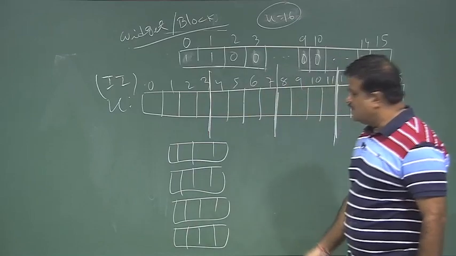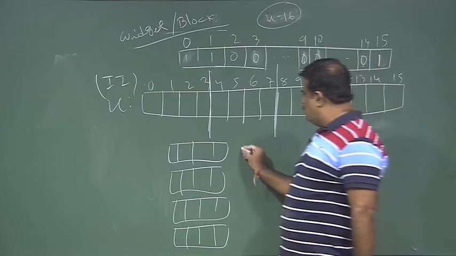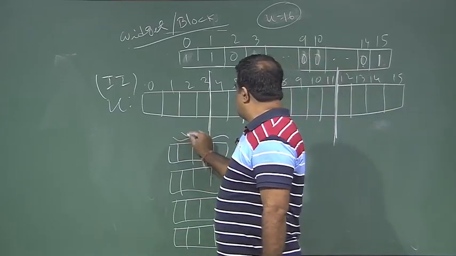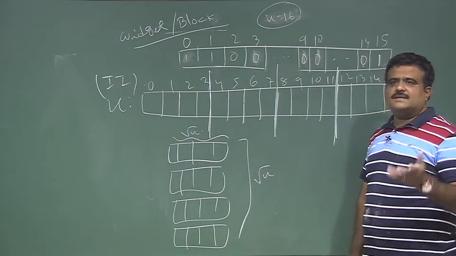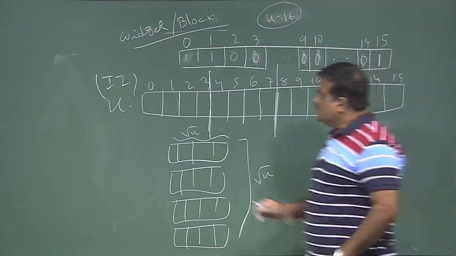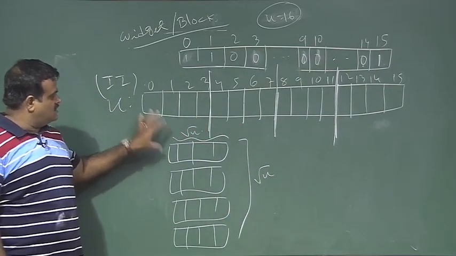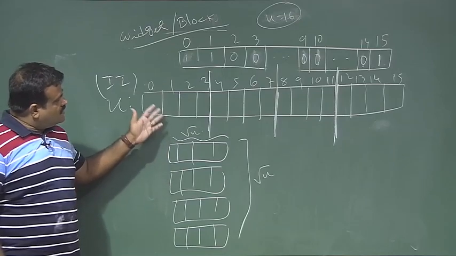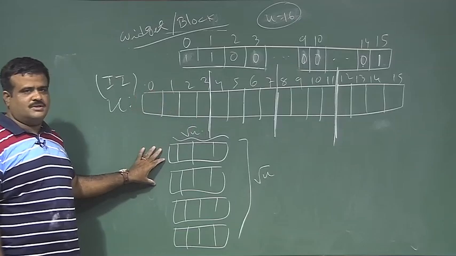This way we break the total u into blocks. How many blocks are there? Square root of u. And what is the size of each block? Square root of u. This is the way we get the square root from u. Then we will talk about how we will do insertion and deletion in this data structure. This is just the augmentation of this data structure. This was a one dimensional array, and this is a two dimensional array.